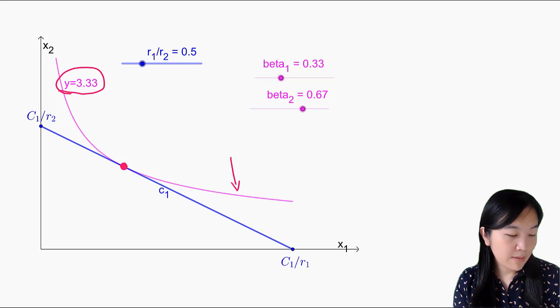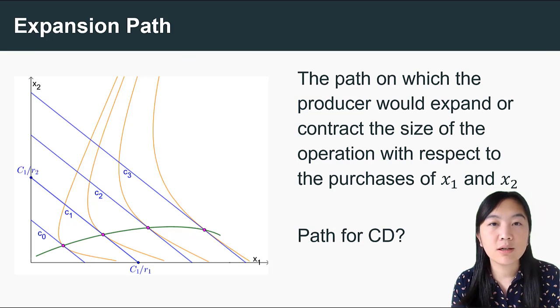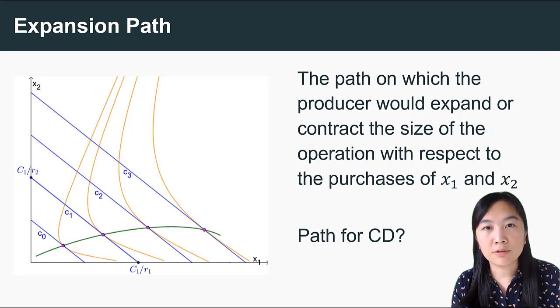If we remember, the definition of the expansion path is a path or a curve which connects all of the least cost combinations for all levels of output. Previously, in the previous slide, what we solved is just for one isoquant or one output level. So how are we going to find the expansion path?